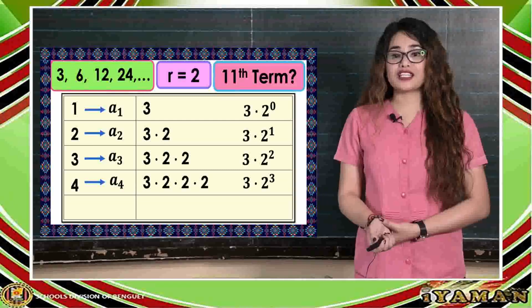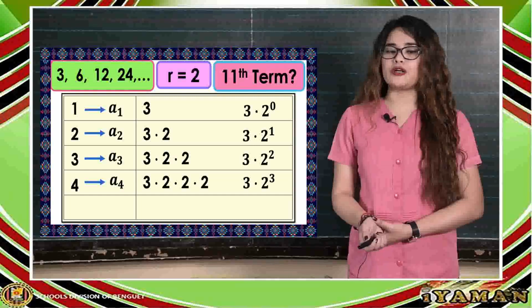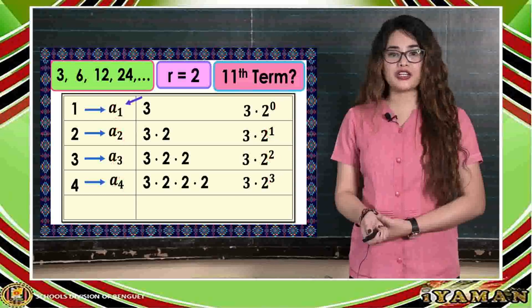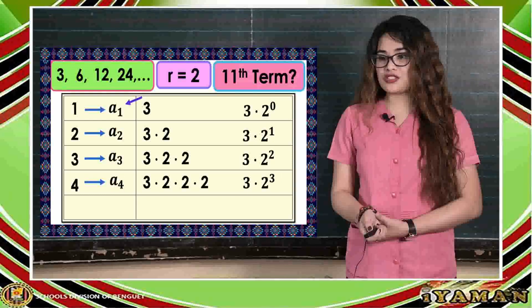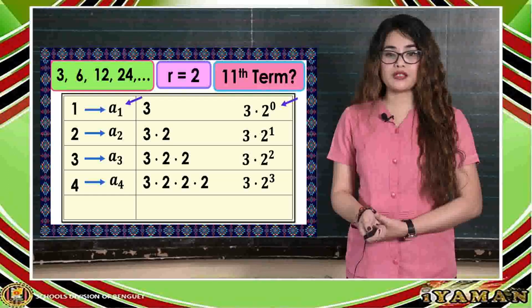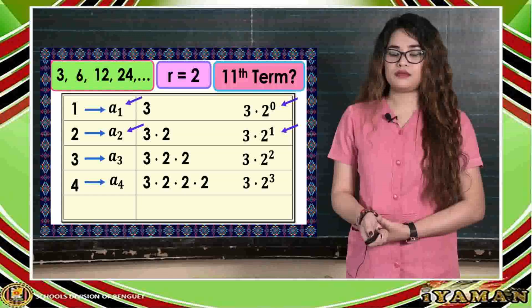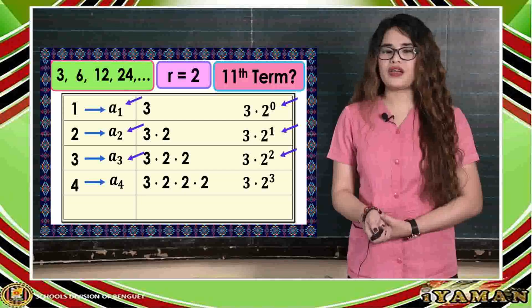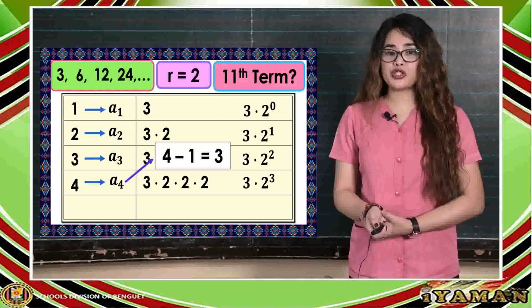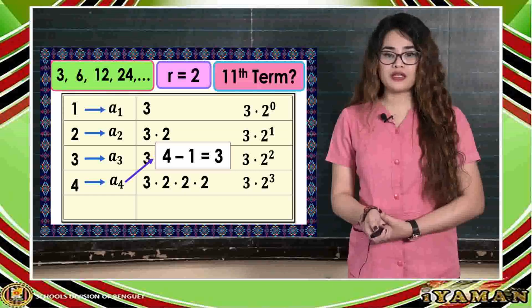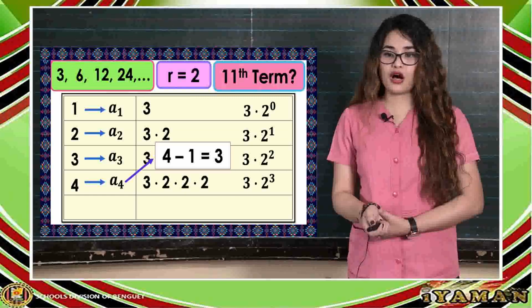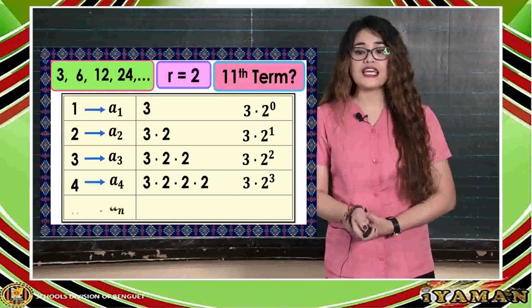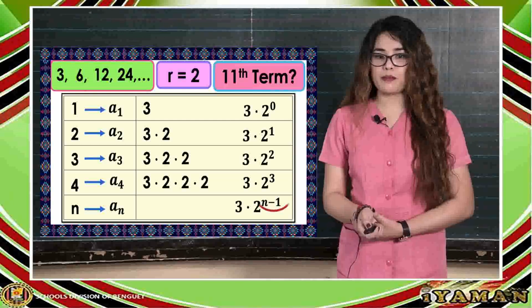Now, let's take a look at the exponent and the number or position of the term. What is their relationship? For the first term, a sub 1, the exponent is 0. For the second term, a sub 2, the exponent is 1. For the third term, a sub 3, the exponent is 2. What are we doing here? We are taking the number of the term, subtracting 1 from it, and making that the exponent of the common ratio. In other words, the exponent of the common ratio is 1 less than the position of the term.